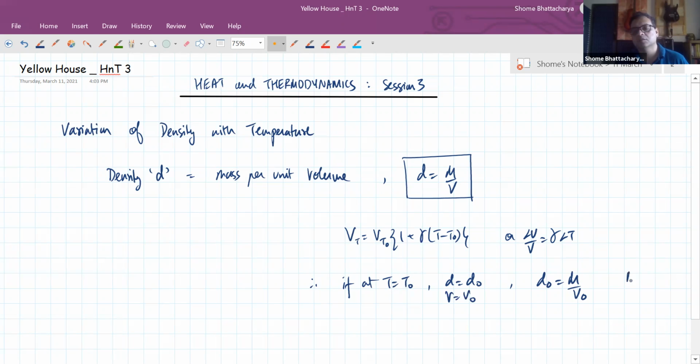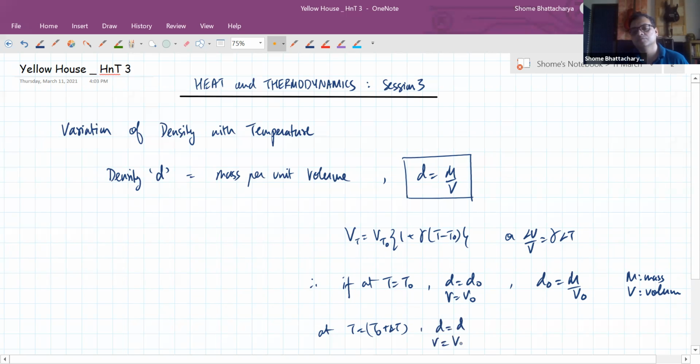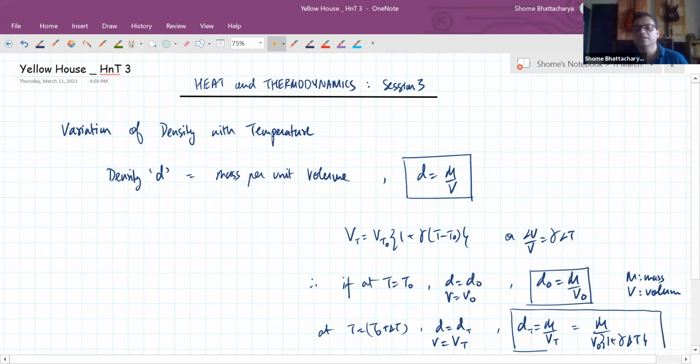Where m is mass, v is volume, at temperature T equal to T naught plus delta T, this will become like this. So if we compare this relation now with this relation, you can understand how density varies with temperature.